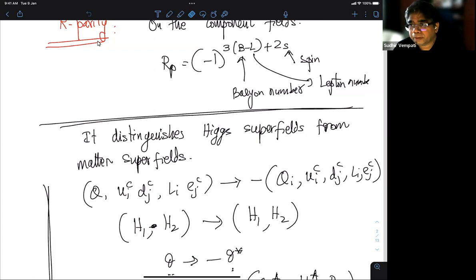Can you see the screen? Yes. You can see the screen. Yeah, okay, good. And you can hear my voice, right? Yes. Okay, good.